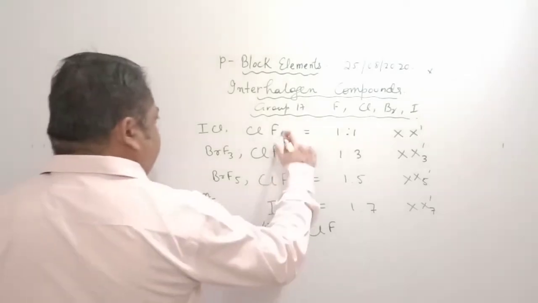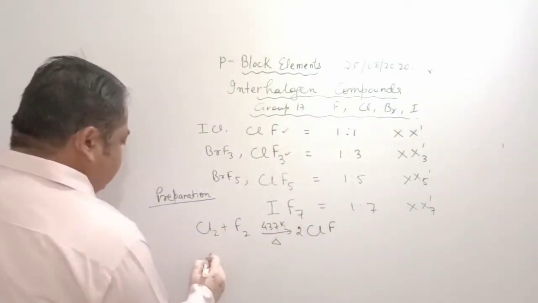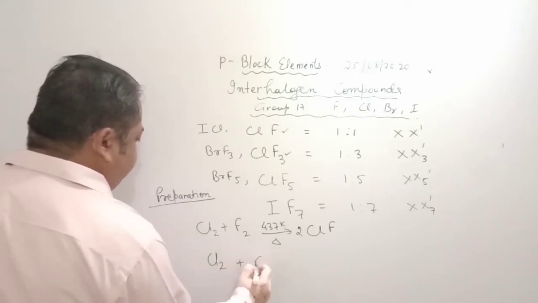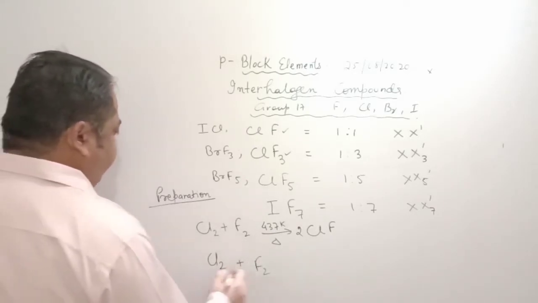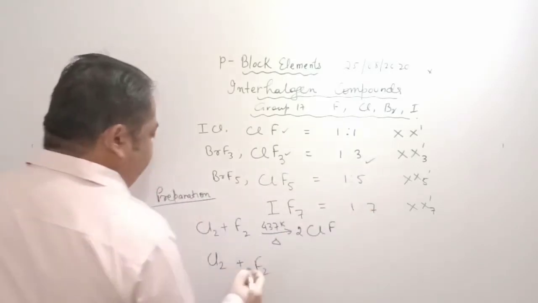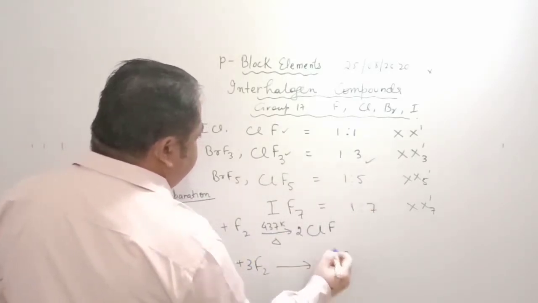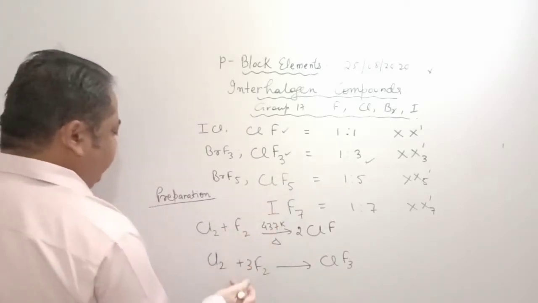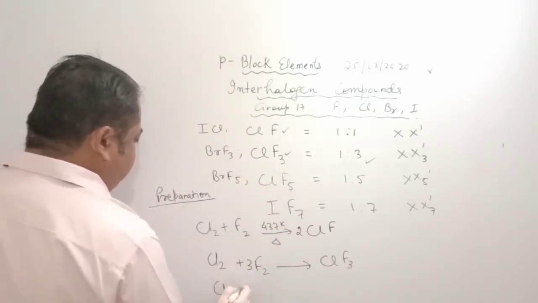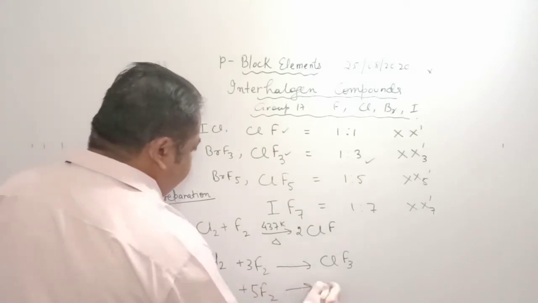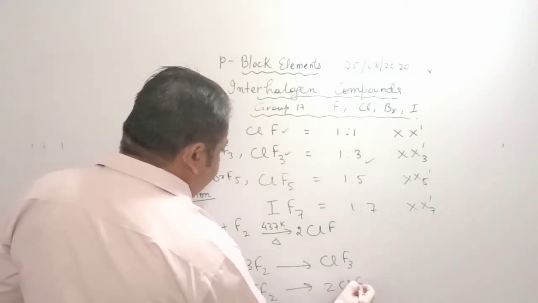Now if I want to prepare ClF3, what option do I have? I have to take Cl2. I have to take F2. I don't have any other option. But to make it 1:3 ratio, I will put 3 over here. So this will become ClF3. Similarly for this, we have to just balance it. Cl2 plus F2, we will make it 5 times. This will become 2 ClF5.